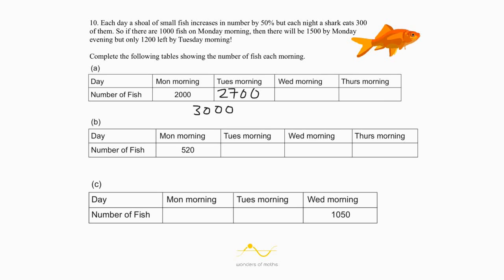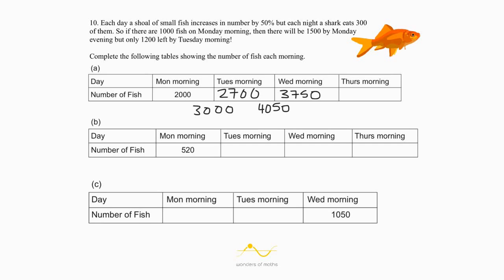Let's use this method again. 2,700 divided by 2 gives us 1,350. If we add this back on to 2,700, by the end of Tuesday, we have 4,050 fish. By Wednesday morning, after we've lost 300 fish, our final total is 3,750. Again, let's use our method.